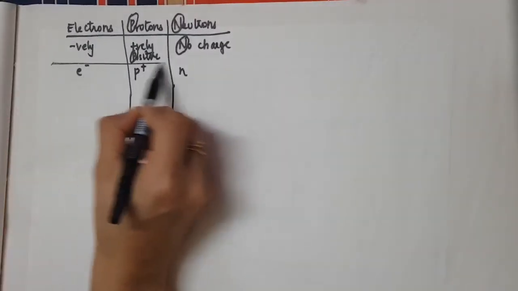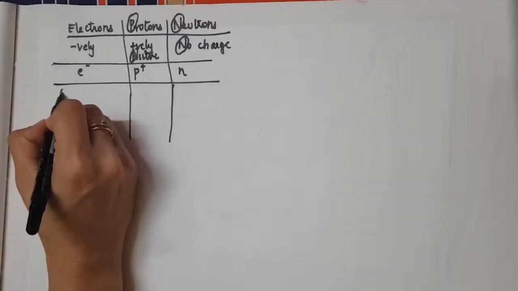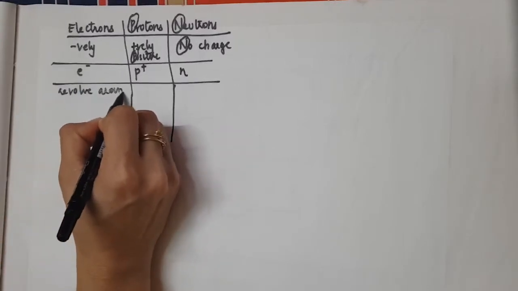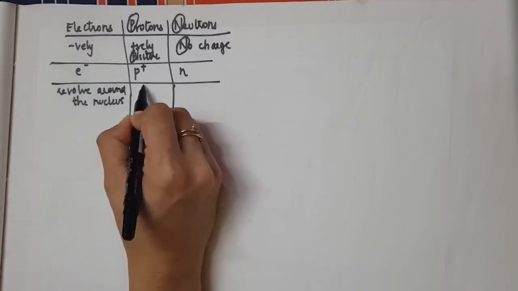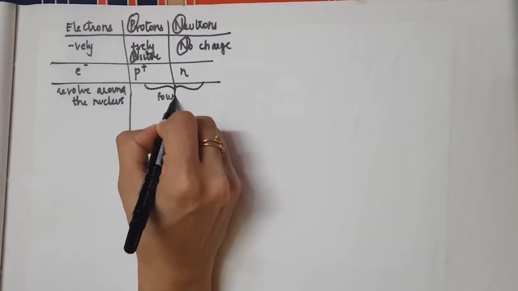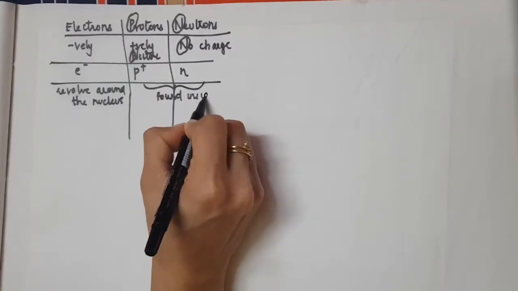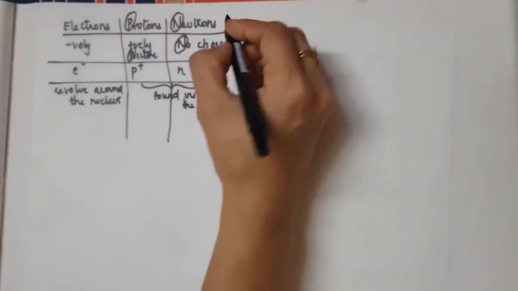Okay, now the electrons revolve around the nucleus. The protons and the neutrons are found inside the nucleus. They form up the nucleus, that is the middle of the atom.